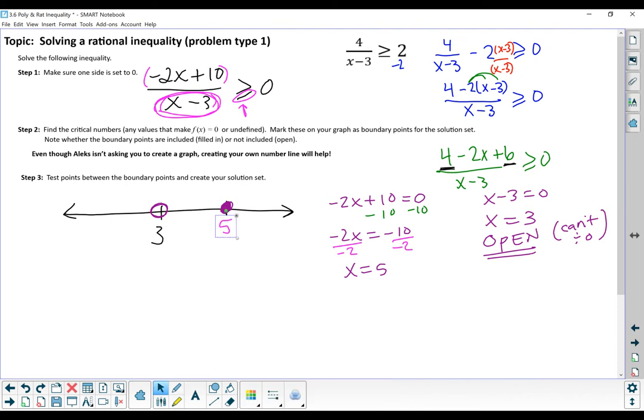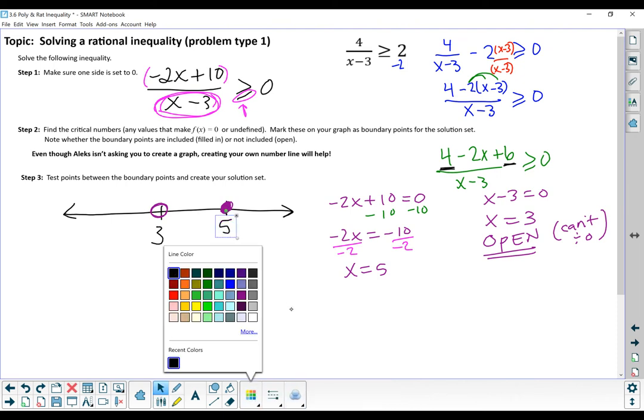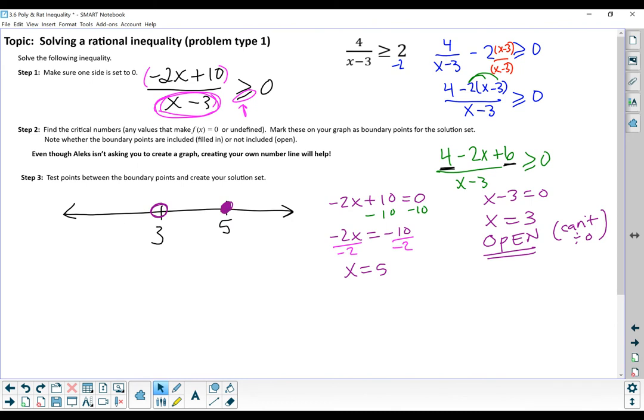Okay, so we are going to test each region just like we have been. It's kind of interesting to test these because we're going to be testing a fraction right now, but we can test them the same way that we have tested other things. Let me get rid of that stuff. Okay, so our first region that we need to test is this region over here.